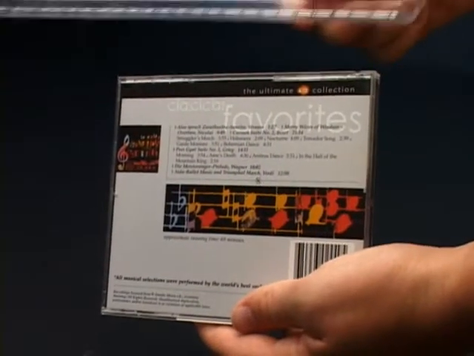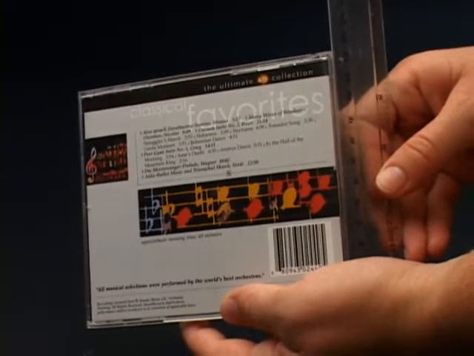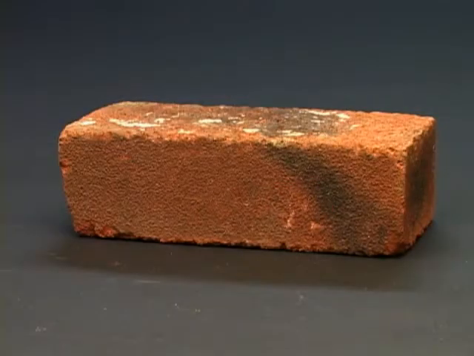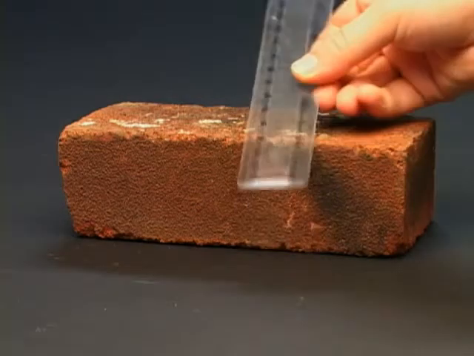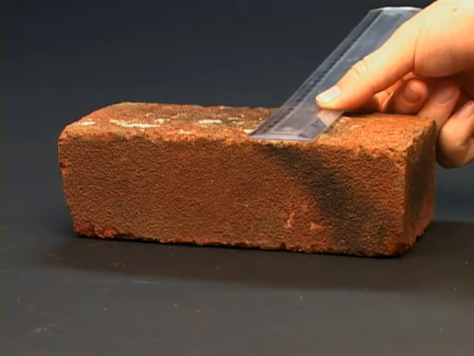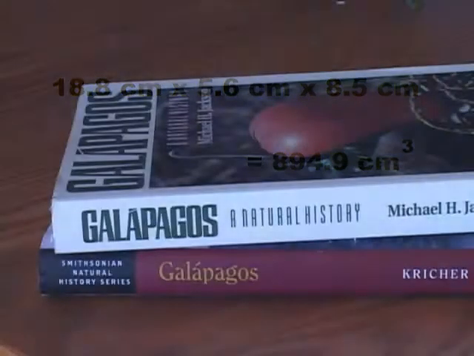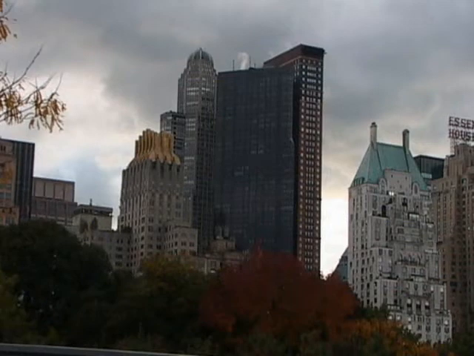The volume of regularly shaped solids can be calculated by measuring the length, height, and width of the object, and then multiplying the numbers. Let's compute the volume of this brick. It has a length of 18.8 centimeters, a height of 5.6 centimeters, and a width of 8.5 centimeters. When we multiply all three, we get a volume of 894.9 cubic centimeters.